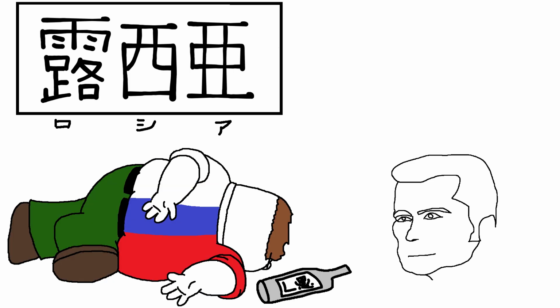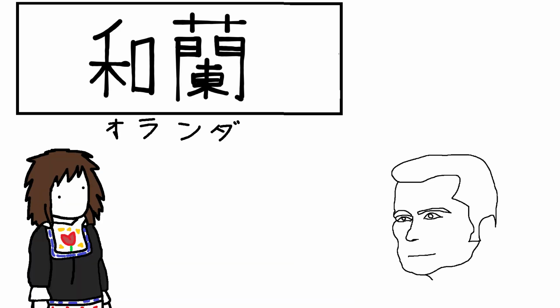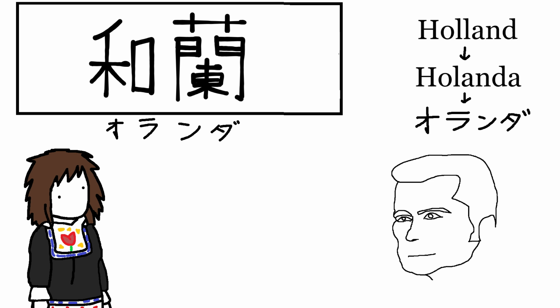Russia is written like this, Roshia. You'll see this kanji all over the news, so make sure to keep a memo. The Netherlands is written like this. It's called Oranda because when the Portuguese introduced the Netherlands to the Japanese, they spelled it like this, Hollanda. And apparently, since the letter H is silent in Portuguese, it just never caught on.